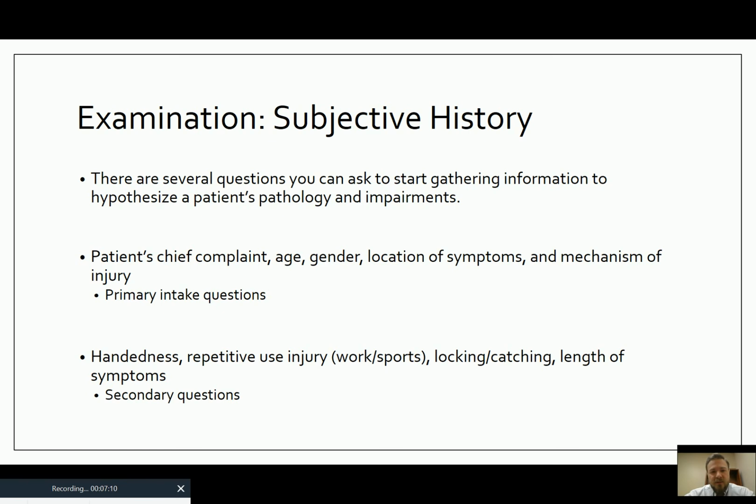During the examination, you're going to get a subjective history. There are several questions you can ask to start gathering info to hypothesize a patient's pathology and impairments. You're going to look at their chief complaint, their age, gender, location of symptoms, which is very important for the elbow, and mechanism of injury. These are what we call your primary intake questions. Secondary questions could include their handedness, if they're right or left-handed, what their mechanism of injury is, is it a repetitive use injury or a traumatic injury? Do they feel any locking or catching? And then the length and time of their symptoms. Is this acute or is this chronic?